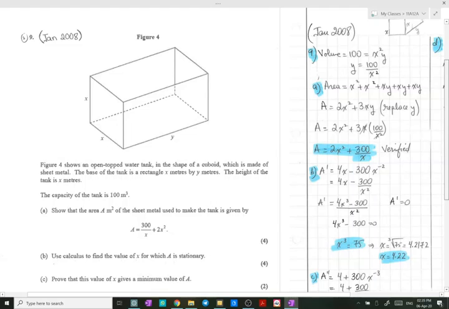By an open-topped water tank, it means that you don't have a top here, it's open. So you only have a base and the walls of the tank, which is made of metal sheet. The base of the tank is a rectangle, x meters by y meters. The height of the tank is x meters.